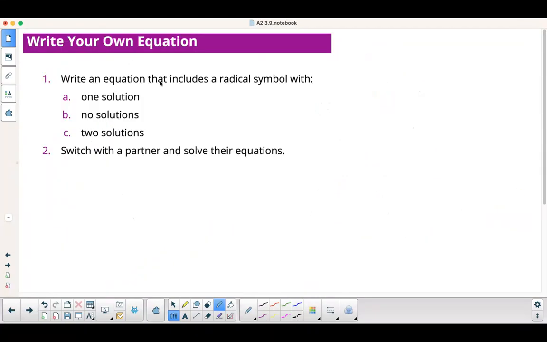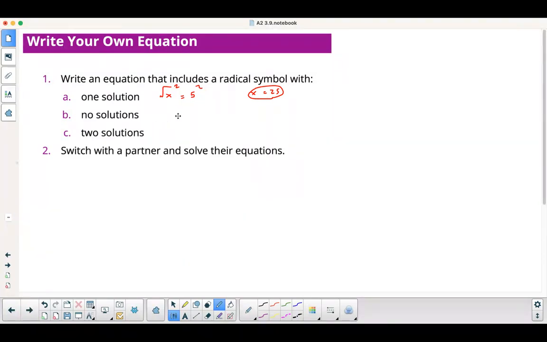All right, write an equation that includes a radical symbol with one solution. Let's see, square root of x equals 5. I don't know, let's check. Square both sides, x equals 25. That looks good.